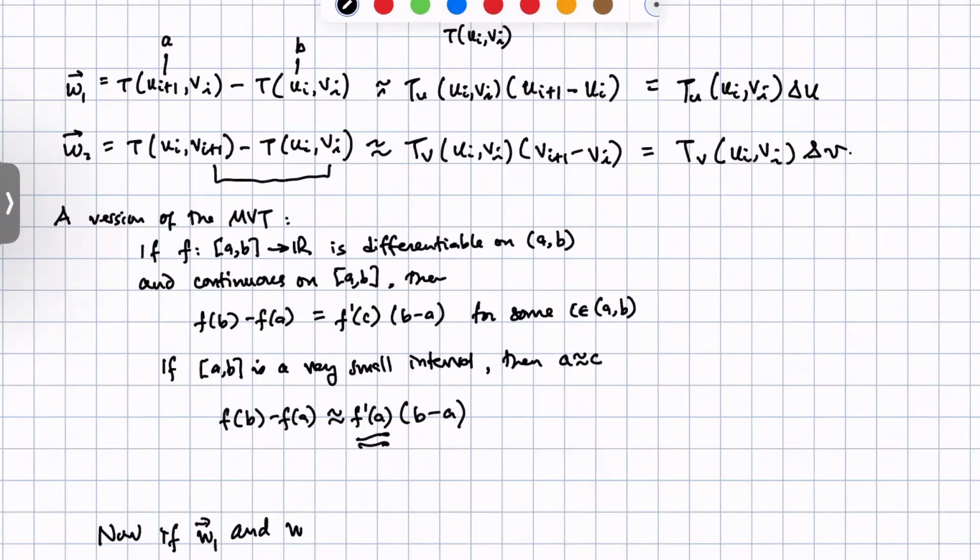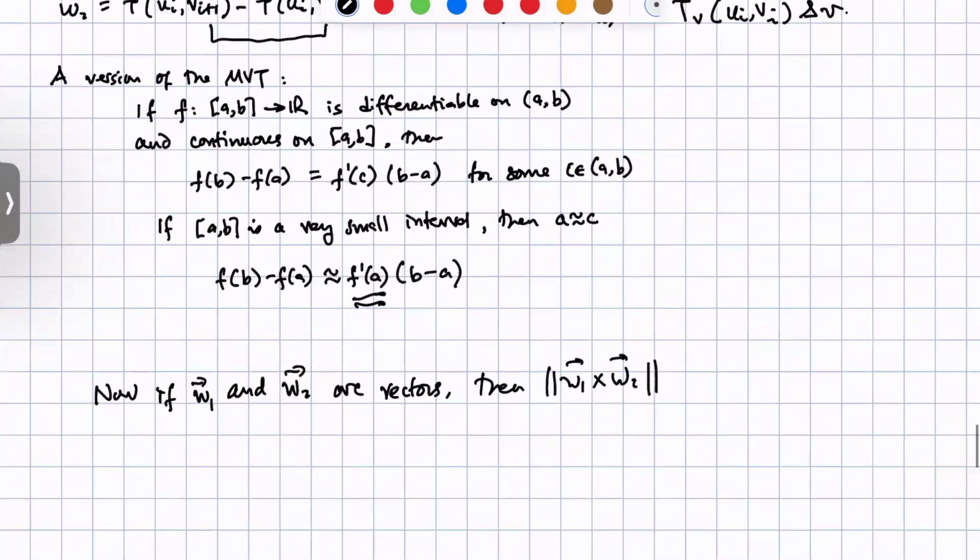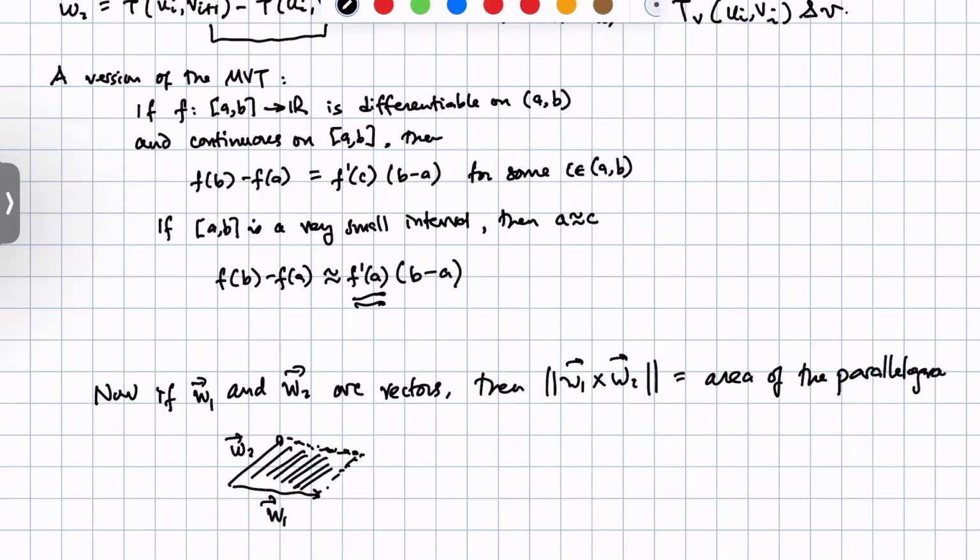Now, the second piece of information that we need to use is that if W1 and W2 are vectors, then what does the norm of W1 cross W2 equal to? Well, it turns out that if I have two vectors W1 and W2, then they form a parallelogram. And the area of the parallelogram is precisely equal to this quantity right here. So this is the area of the parallelogram spanned or created by W1 and W2.